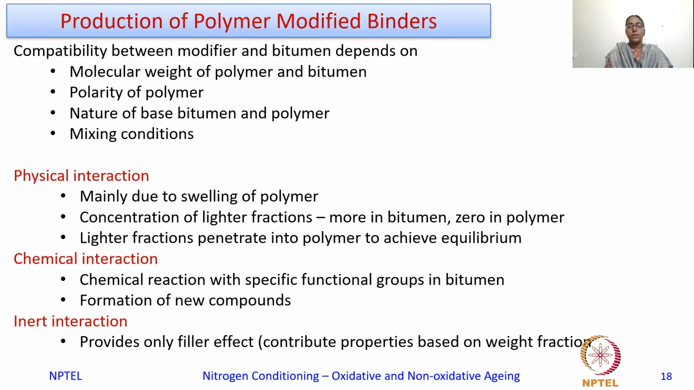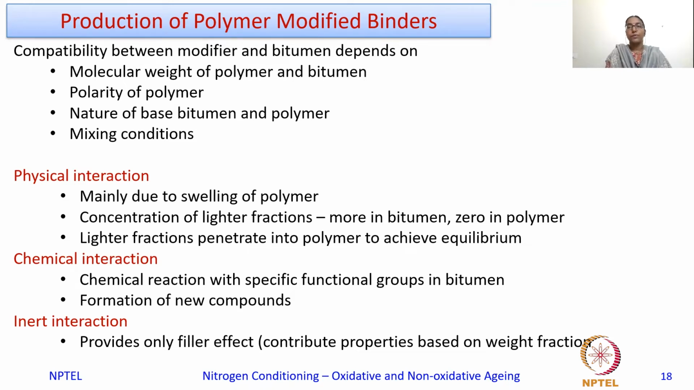Now, what we have discussed so far is the oxidative and the non-oxidative aging in the unmodified binders. Now we know that we normally do a modification of binders. There are different types of modifications: polymers, scrap rubber, natural rubber, etc., of which polymer modification is a very commonly adopted one. The compatibility of a modified bitumen depends upon various factors such as the molecular weight of the polymer and the bitumen, the polarity of the polymer, and the nature of the base bitumen and the polymer.